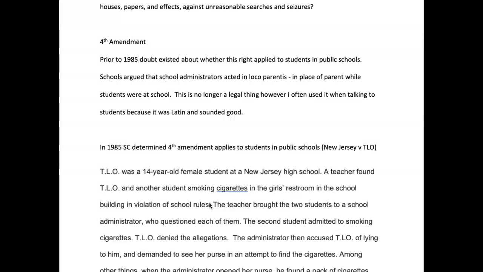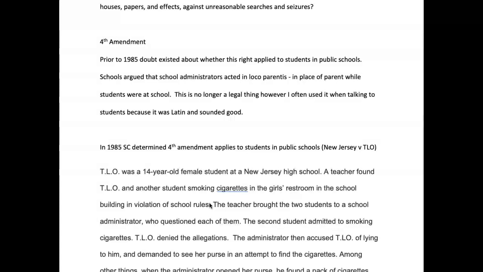Prior to that, you were in loco parentis. You were in place of parents. And parents, of course, are allowed to search children. Well, in loco parentis is no longer a legal thing. I often use it in talking to parents and students because it was in Latin. It sounds like you know what you're talking about. I tell a kid, I have in loco parentis, in place of your parent. It's legal. And the kids are like, ooh, you know a lot.